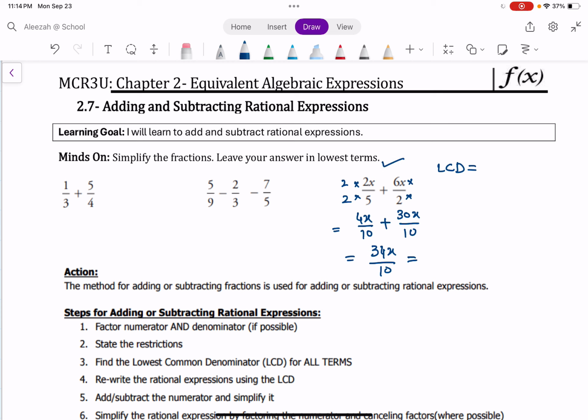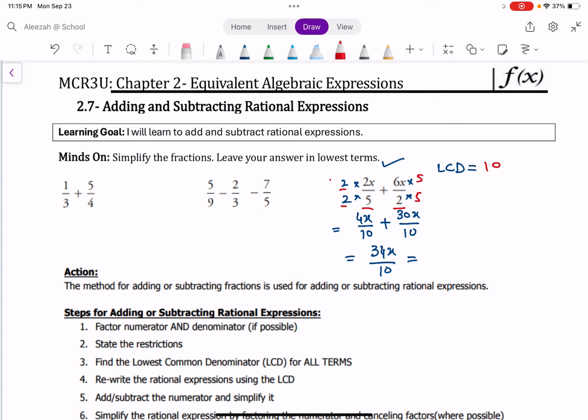If you look at the numbers in the denominator, I have a 5 and a 2, right? So the lowest common denominator is 10. I need to make the denominator 10. So in the first one, I multiply by 2 over 2, and here I multiply the denominator and the numerator by 5, right? Then I get 4x over 10 plus 30x over 10.